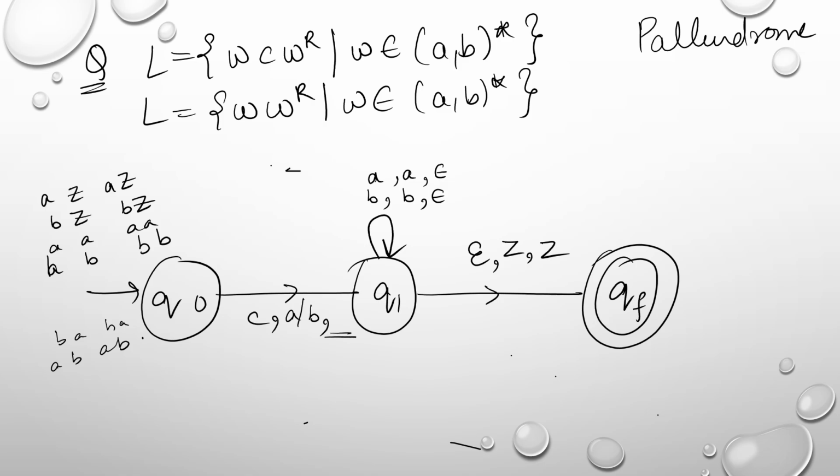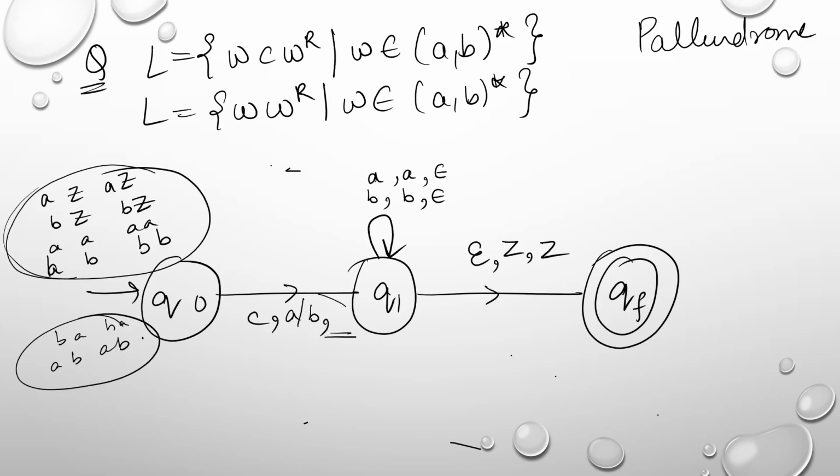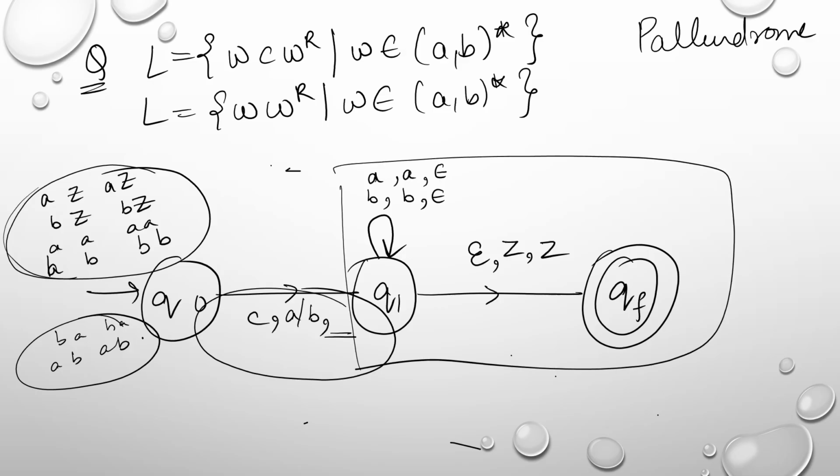So I made most of it. The things you have to finish are the Q naught transitions. I've given a hint for Q naught to Q1, and I've finished this part. This part is already done for you.